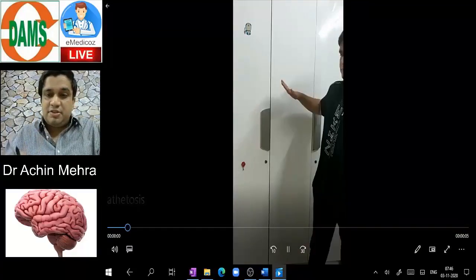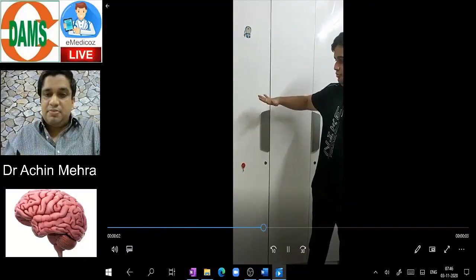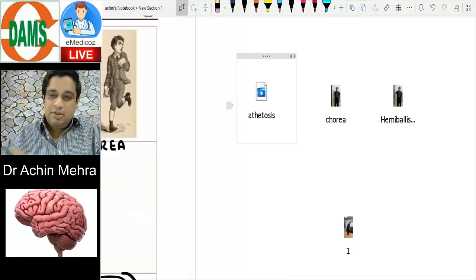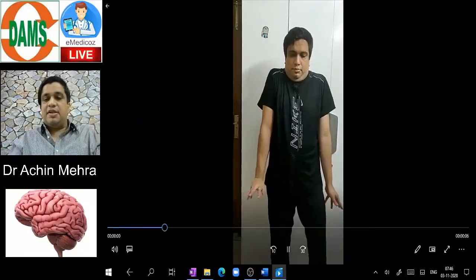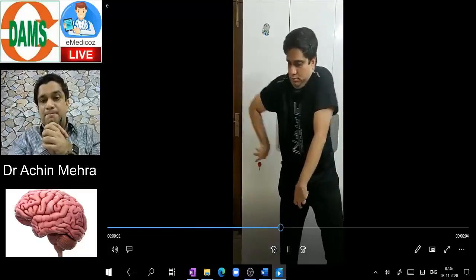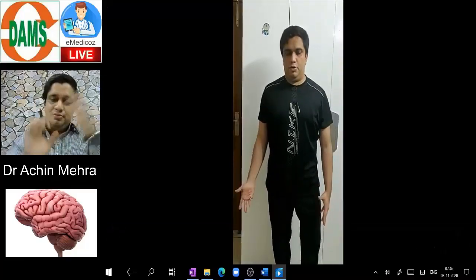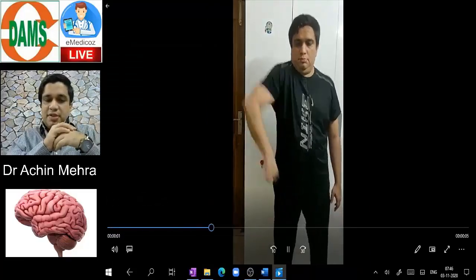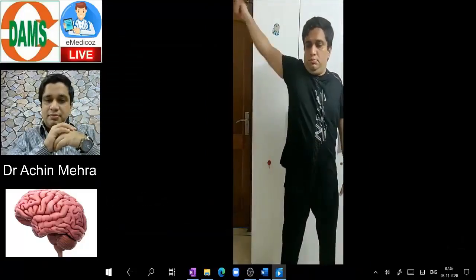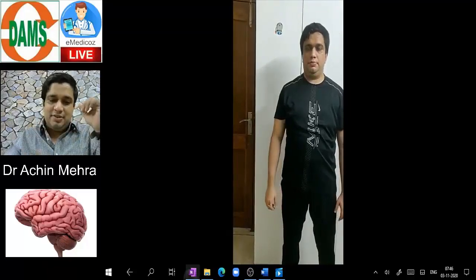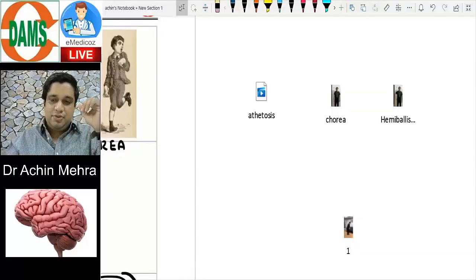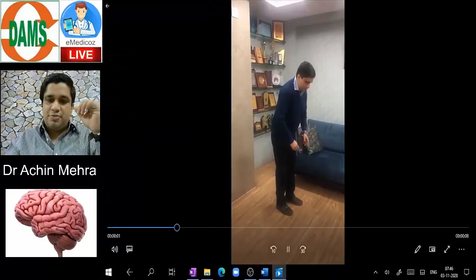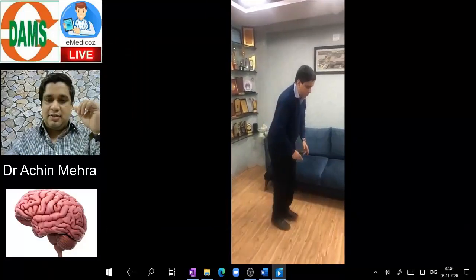Like a person with athetosis will have this limb moving like this, that's a crawling movement. Chorea, of course, will have a typical dance-like movement like this. Hemiballismus is having a typical jerk-like movement like this. Right. Stop. And of course, your patient of Parkinson disease is going to walk with a stoop flexed posture like this.